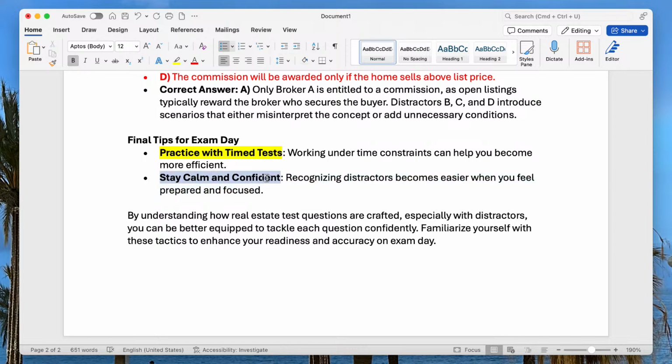And stay calm and confident. You know, don't let the test disrupt you. I think you'll do very well on the exam. You just have to take your time, stay confident, and things will work out fine for you.